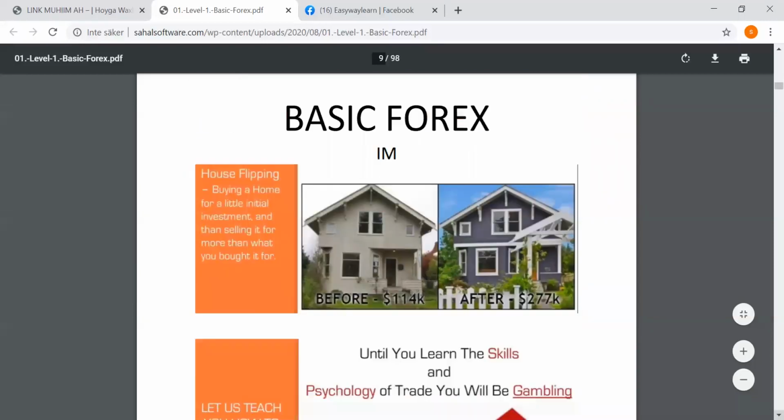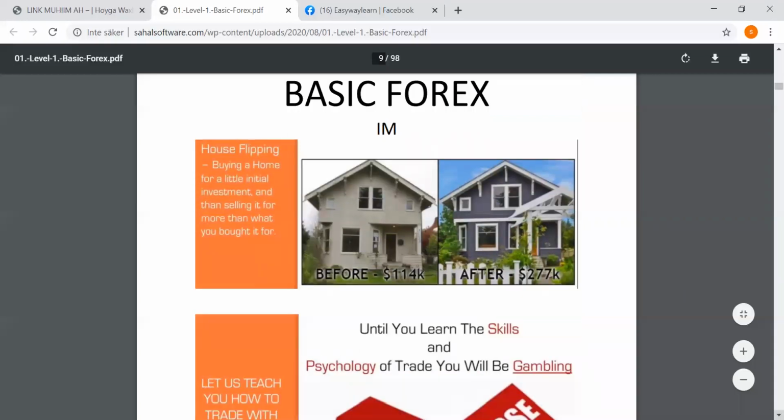Here comes one example. House flipping. This is called house flipping, and you are buying a home for a little initial investment and then selling it for more than what you bought it for. Why? Because this is what I was talking about. When this house was $114,000, but after you sell it, it was $277,000. The reason is this house was very cheap. There was not that much demand. Not many people needed to buy this house. And that is what makes the price go up.